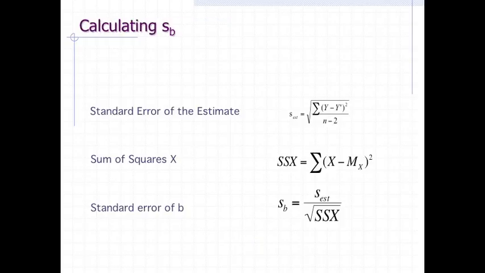Here are the formulas to calculate the estimated standard error of b. The standard error of b is computed by dividing the standard error of the estimate by the square root of the sum of squares x. The sum of squares x is the sum of the squared deviations of x from the mean of x.